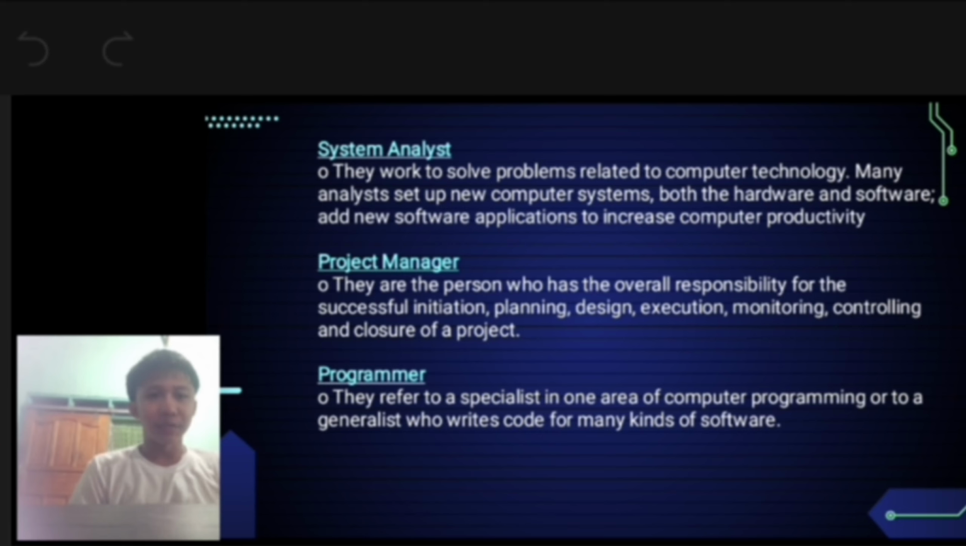Programmer. They refer to a specialist in one area of computer programming or to a generalist who writes code for many kinds of software. They refer to a generalist who creates code for various types of software or to a specialist who specializes in one area of computer programming.